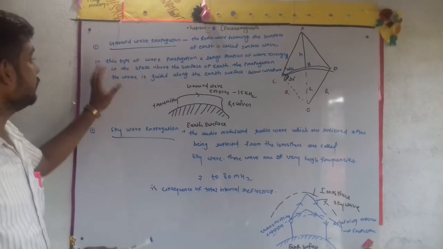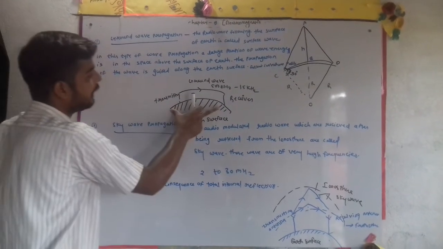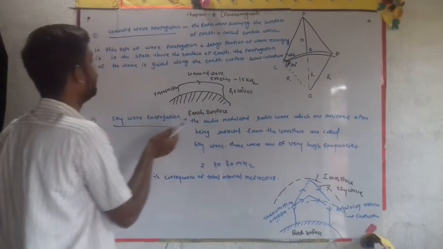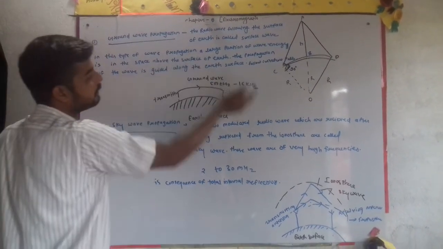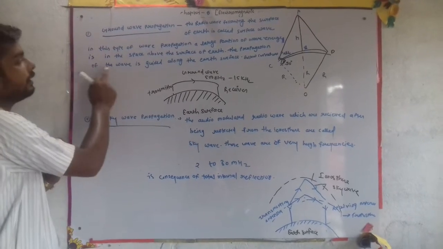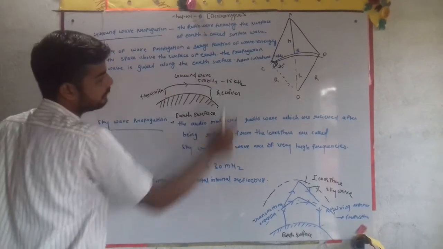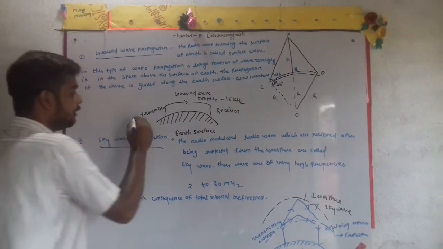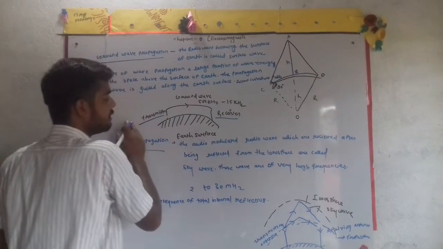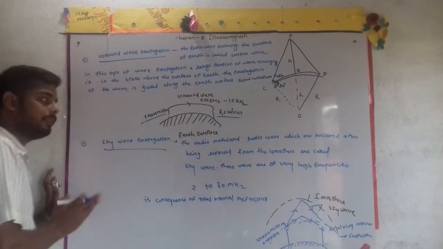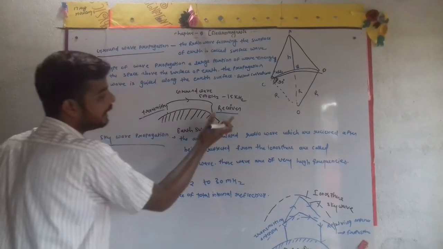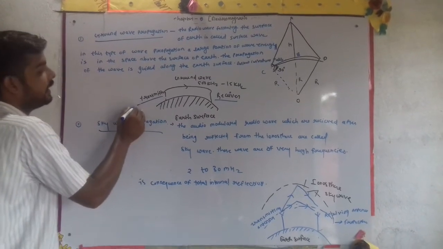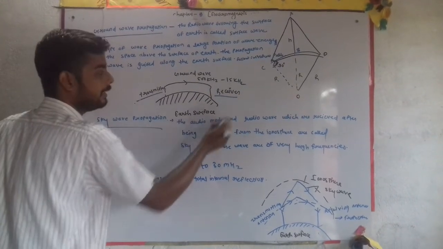In this type of wave propagation we can see in a diagram that a large portion of wave energy is in space above the surface of the earth. The propagation of the wave is guided along the earth's surface, following a curved path. Generally we need a transmitter where the signal is transmitted, and the receiver's chain. We'll see the ground wave propagation from transmitter to receiver.